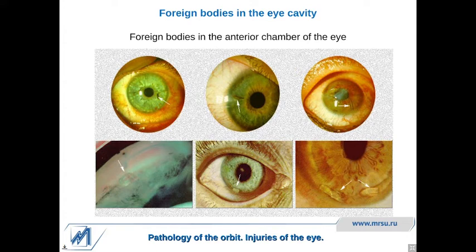On the lower line, we see 3 pictures. The first picture shows a glass foreign body in the anterior angle of the eyeball. The second picture is similar, but the foreign body is bigger, and we see it. The third shows two glass foreign bodies inside the anterior chamber near the anterior angle of the eyeball.